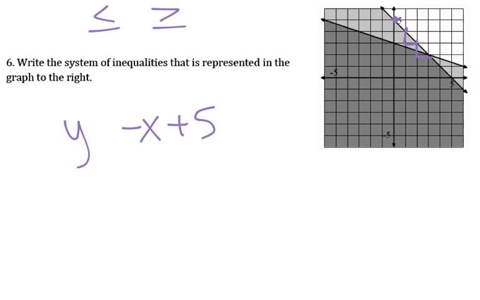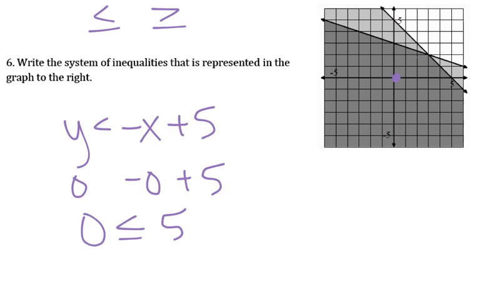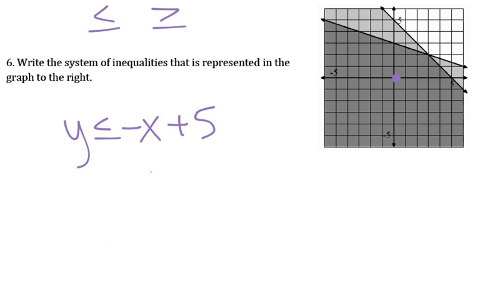Now it's shaded below it, so that test point 0, 0 would work, right? So if I had 0 here and 0 here, I'd end up with 5 and 0. What makes this work? Well, less than or equal to. So it would be less than or equal to. So there's one inequality.